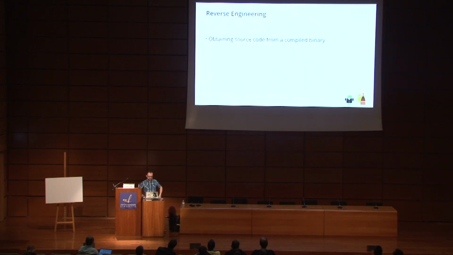Reverse engineering. Reverse engineering is defined as obtaining source code from a compiled binary. When we are working with our Android application, we work with our SDK, typically Android Studio. Some people say they use Eclipse. We compile into an APK, and this is the process of going back to the source code.